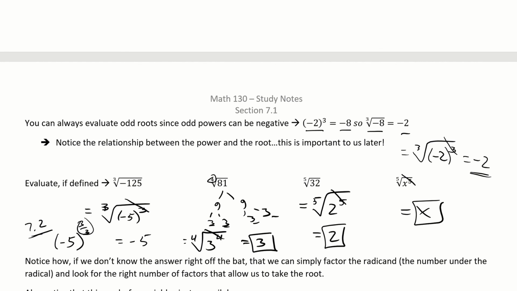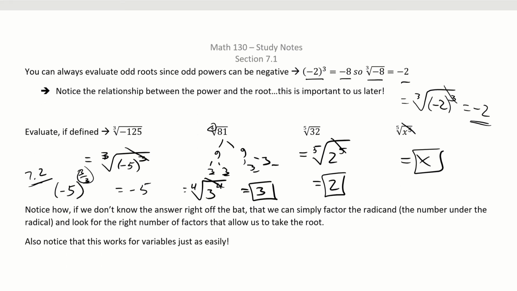Brilliant! So there's a pattern, right? If I've got a pair under a square root, like 2 times 2 is 4, I can square root it. If I've got 3 times 3 times 3 times 3, four of them under a 4th root, I can 4th root it. And that's what we're looking for, that pattern.